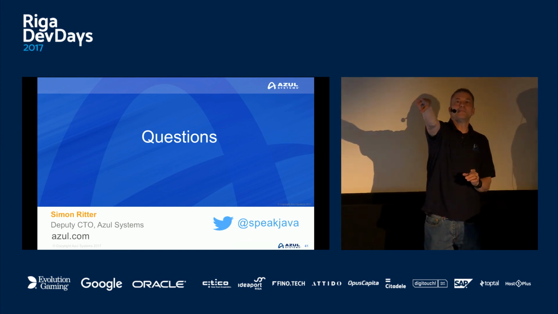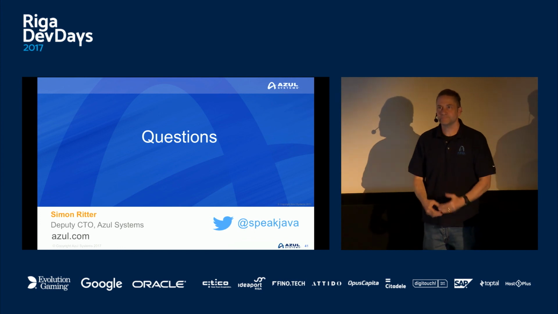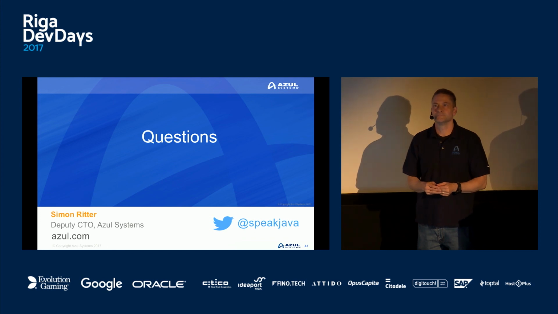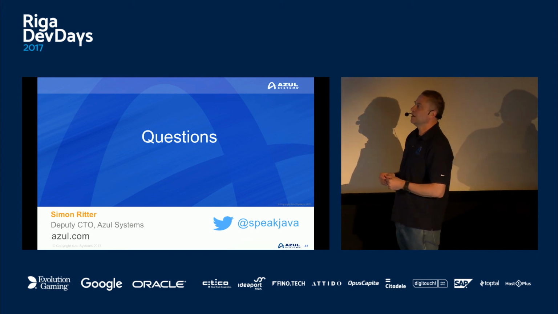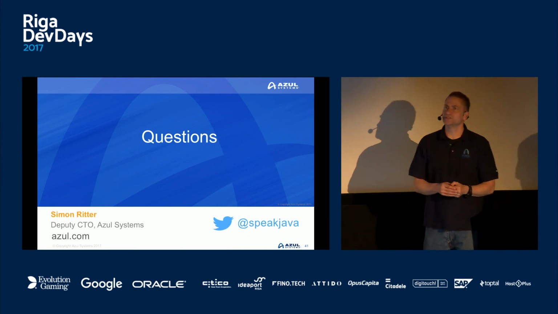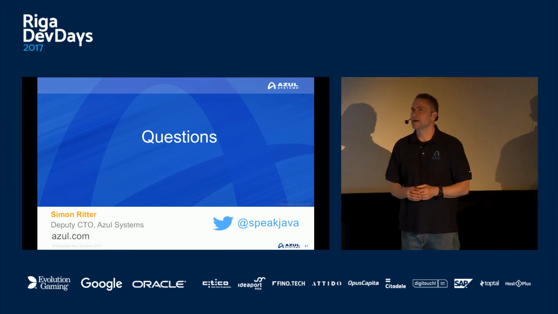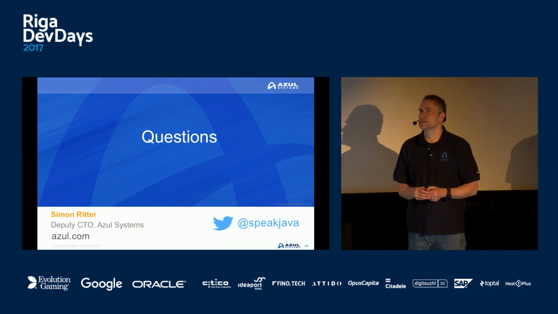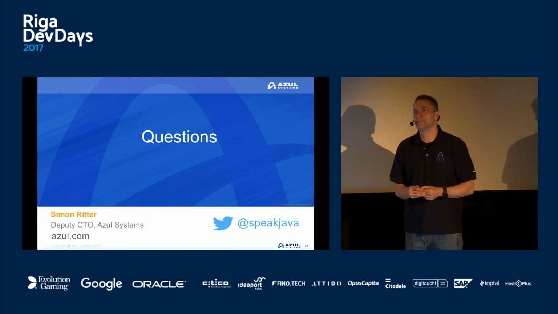Oh, one right at the back there. What about the Nashorn engine? Will it support ES6 in Java 9? I don't believe so, no. I haven't seen anything say that. So I wouldn't like to say for certain, but I have seen nothing which said that ES6 was going to be supported in JDK 9.